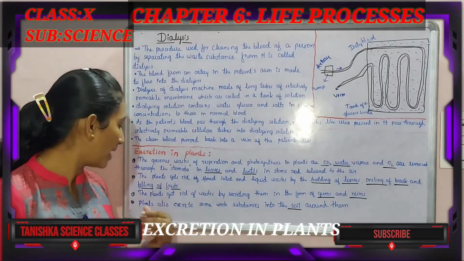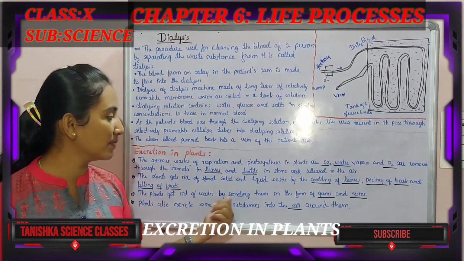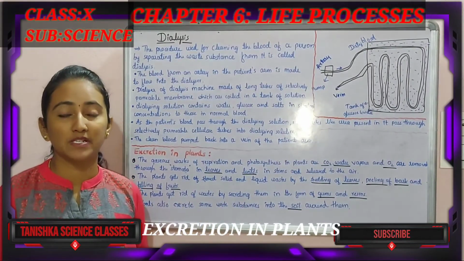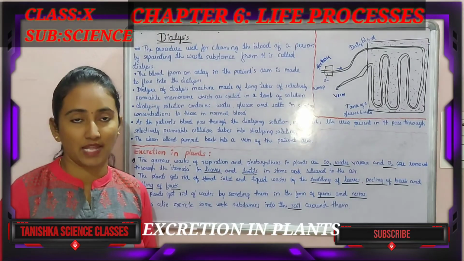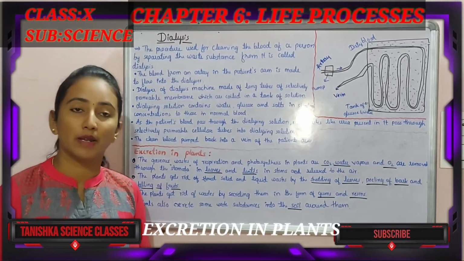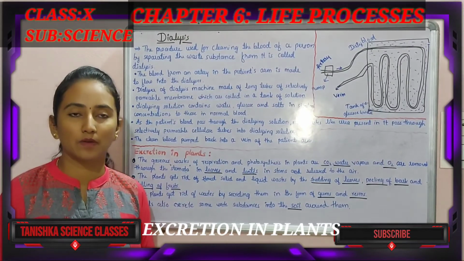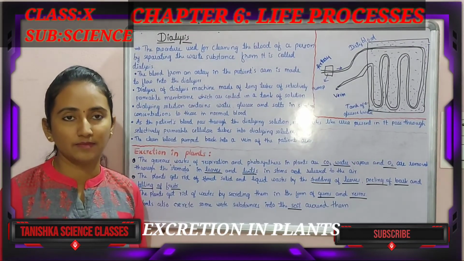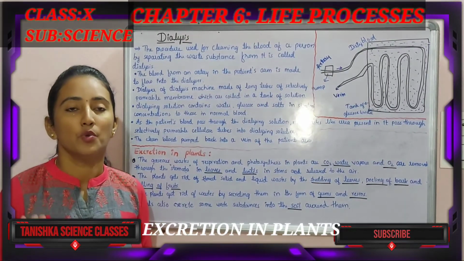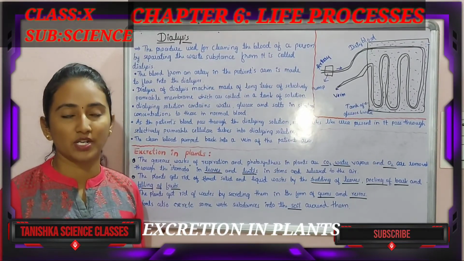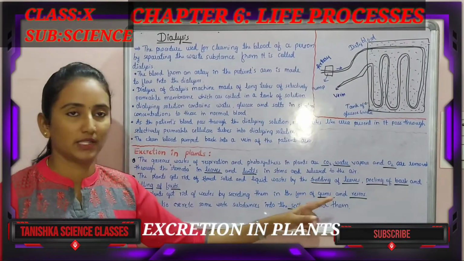Sometimes plants get rid of waste by secreting it in the form of gums and resins. You know that some plants secrete gums and resins. They are useful, but they are waste products of the plant. They are secreted from the plant, which removes waste products from it. So plants get rid of solid products by the secretion of gums and resins.